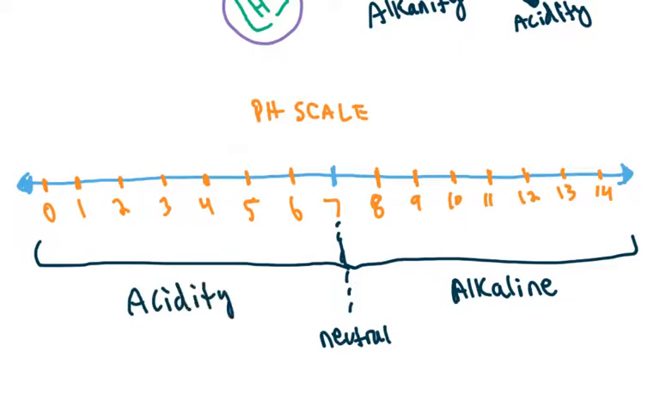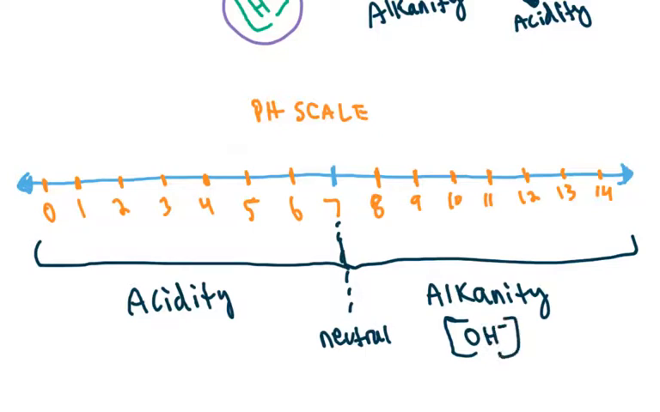I should have written alkalinity instead of just alkaline. So anything above 7 represents an alkaline solution, or alkalinity. Hopefully I spelled that right. And anything below 7 represents acidity. We represent alkalinity in terms of pH with hydroxyl groups, so the concentration of our hydroxyl group determines the alkalinity of the solution. And with acidity, we represent it as the hydrogen cation concentration. So that's that.